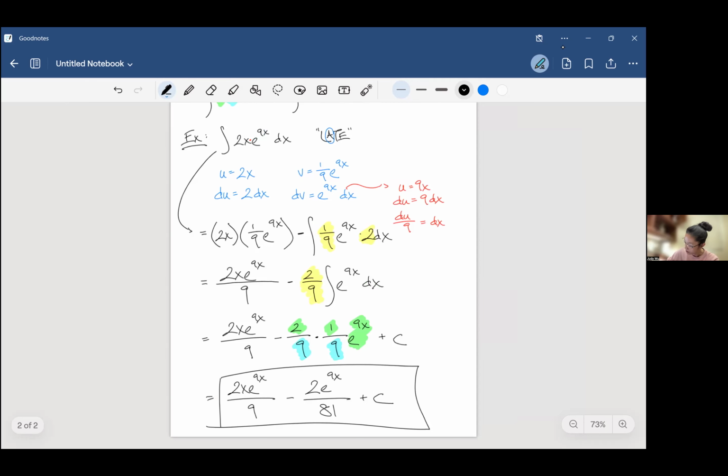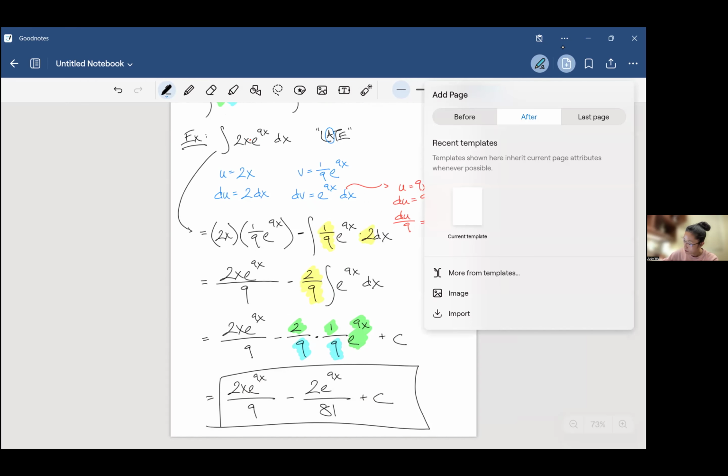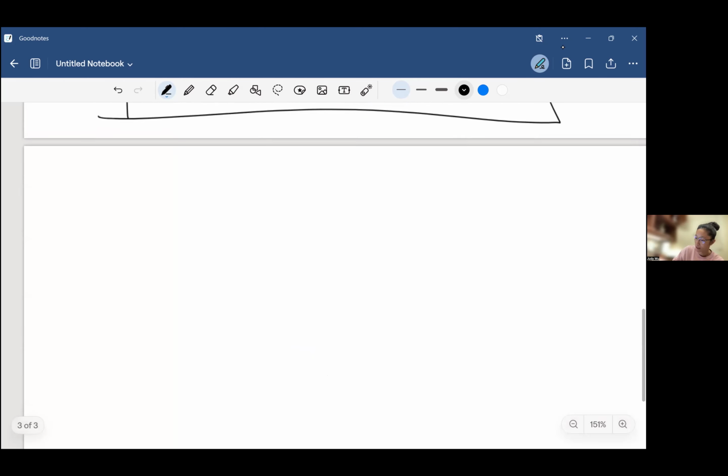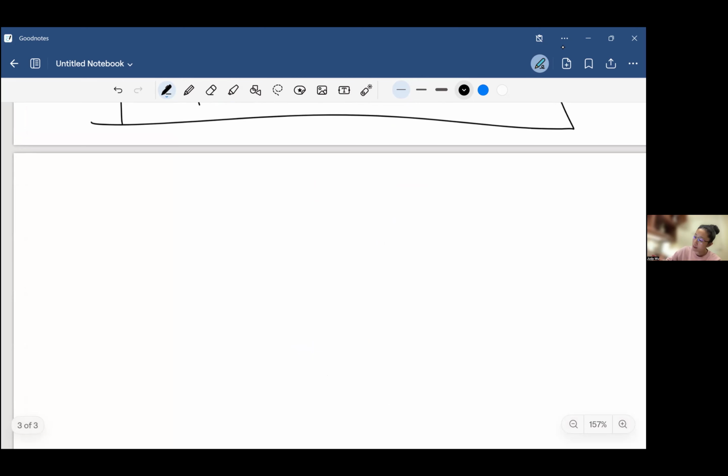So let me add a page after. Great. All right. So let's try one more example. And I think, again, the idea here is I want you to practice your decision making. So like, how do you know that we need to use integration by parts versus any of the other techniques that we know? Okay.